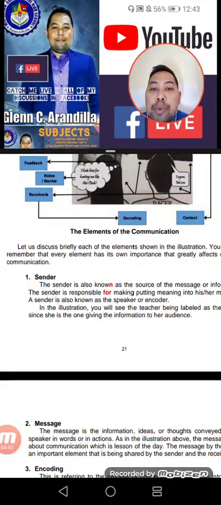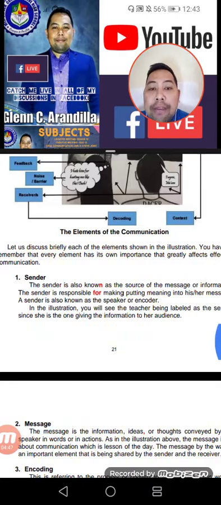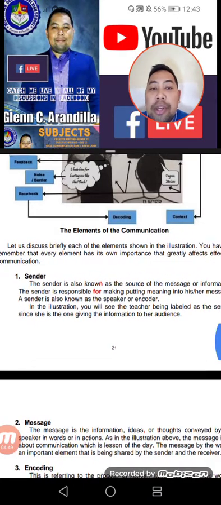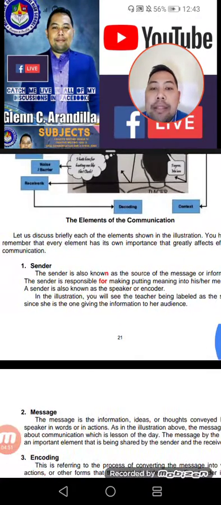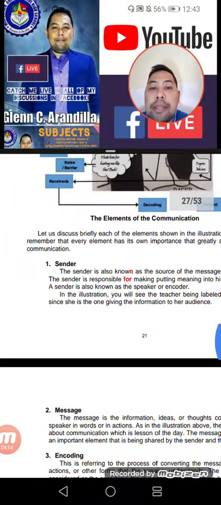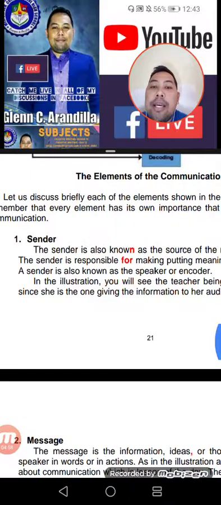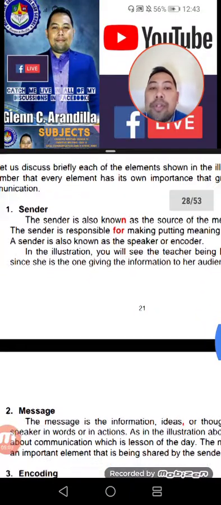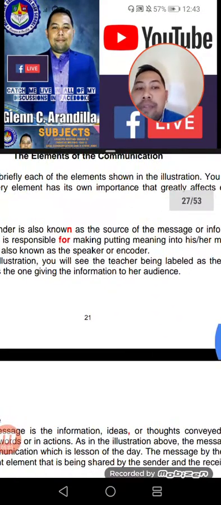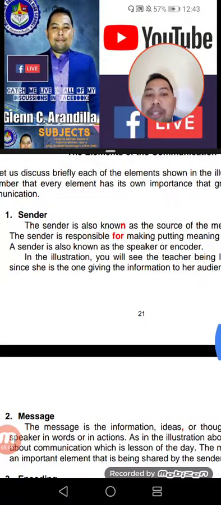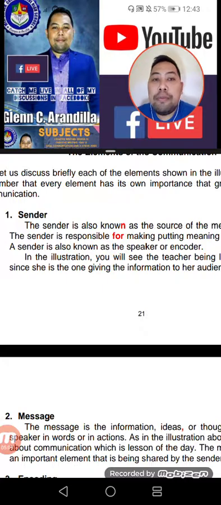You have to remember that every element has its own importance that greatly affects effective communication. So, first element here we have the sender. The sender is also known as the source of the message. Of course, he is responsible for putting meanings, responsible for what to say. He is the origin of the message.